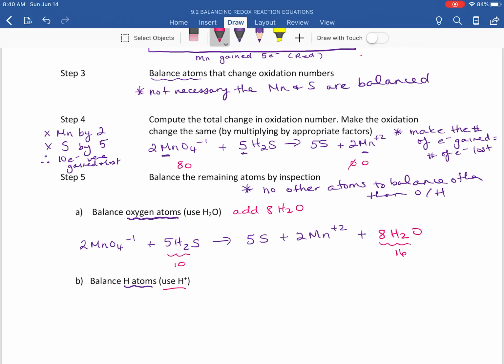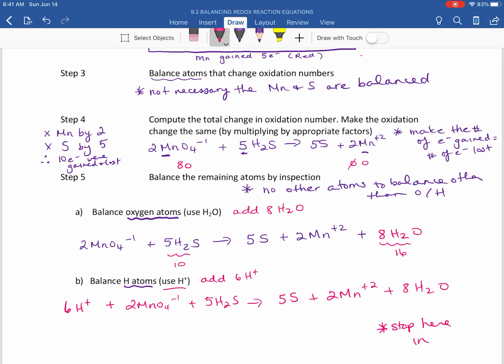So I'm going to use H plus to balance my hydrogens. No problem. Pretty much what that means is I've got to add 6 here. So I'm going to go 6 H plus, 2MnO4, that doesn't change, plus 5 H2S, arrow. As it stands right now, every atom is balanced, every electron is balanced, but this is where we would stop. This is where you would stop if you were in an acidic solution.